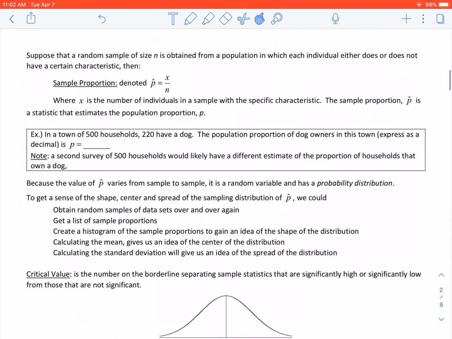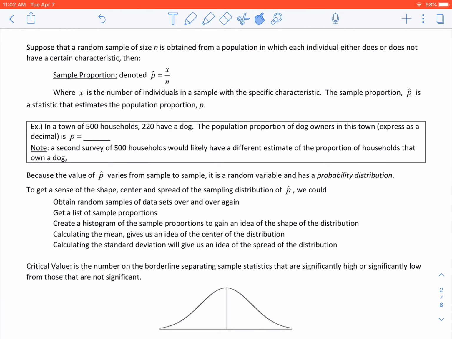So on the second page it says, suppose that a random sample of size n is obtained from a population in which each individual either does or does not have a certain characteristic. Then we need to know how to calculate p hat. That's x divided by n, where x is the number of individuals with a specific characteristic, and n is going to be your sample size. So there's an example here.